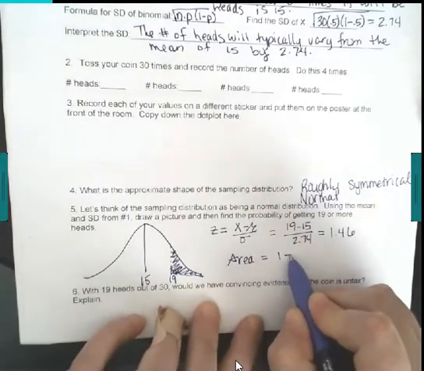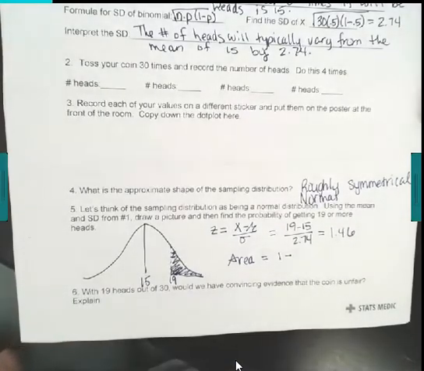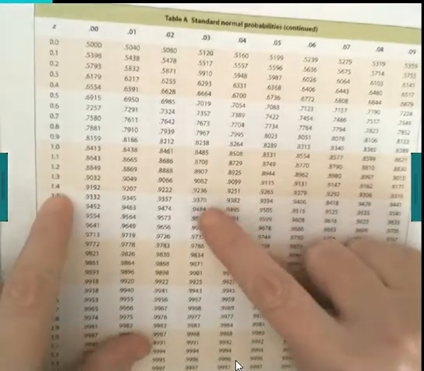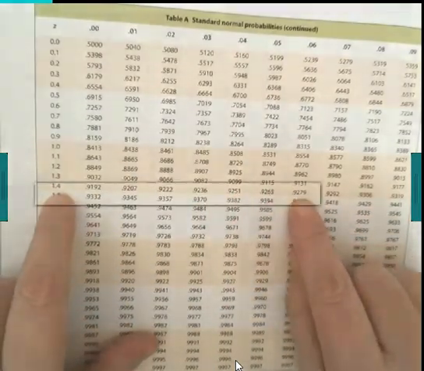So we have to take and find our z-score. I posted the z-score sheet for you. I'm going to grab this one from this textbook that I happen to have at home. And we're going to look up 1.46. So you can see 1.4 is here, 1.46 is here, 0.9279.